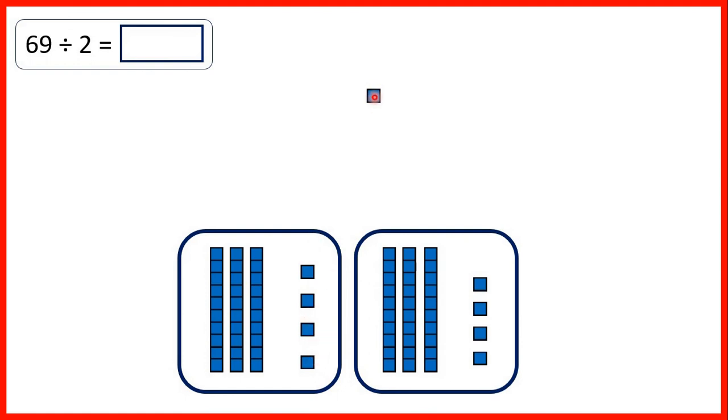This one is a remainder because remember, with division, we need to make equal groups. So this block here can't be shared out. So our answer is 34, remainder 1, because we have 3 tens and 4 ones, so 34 in each of our groups, but then we have one block that can't be shared out, so that's our remainder.